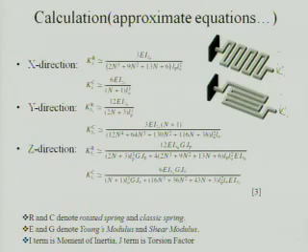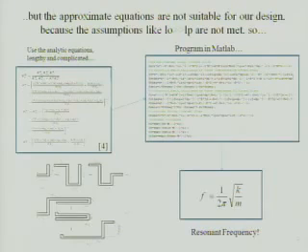Here come the equations to calculate the spring constant. These equations are only approximate equations. They were available when I started the research. But as it went on, I found these approximate equations are not suitable for our design, because our springs do not meet the assumptions, like LP is greater than L null. So I started to use the analytic equations, which are quite lengthy and complicated. Then I programmed them in MATLAB and got the resonant frequency.